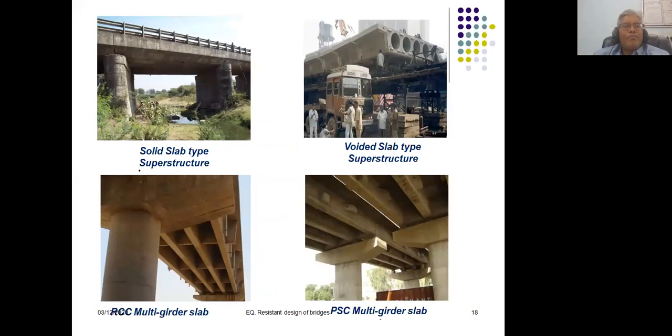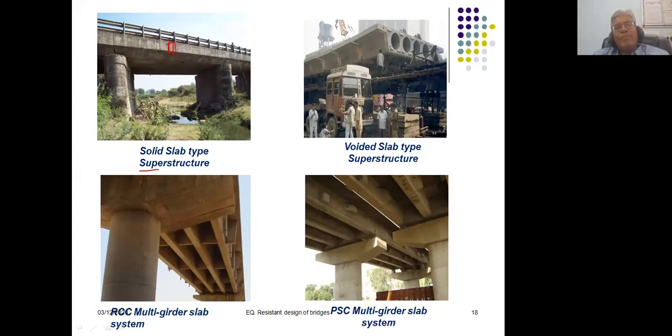So we have different pictures of the superstructures just to give an idea. This is a slab type superstructure, only slab. Of course, here quite thicker slabs are provided in comparison to a building. In a building, a 5-inch or 6-inch slab is provided, but here that would not work. Here it may be 800 mm, 750 mm, or 1000 mm. Such a thickness, nearly 1 meter, is required for a span of 10 meter or so.